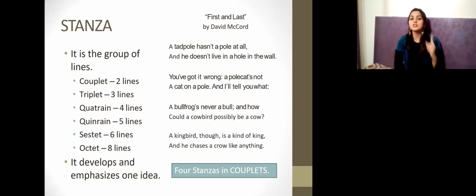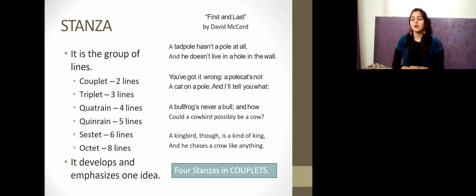Now you'll see each stanza has one topic, and the next stanza has changed the topic. In the first stanza, the topic is about the tadpole, right? And in the second one, it's about polecats. Then the third is bullfrogs, and the fourth is kingbird. So one stanza has one topic in it, wherein a rhyme is made, such as a rhyme scheme in this. You can see all, wall, not, what. In the third stanza, it's how, cow. In the fourth stanza, it's king, anything.